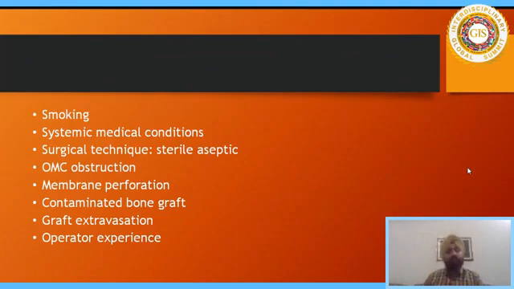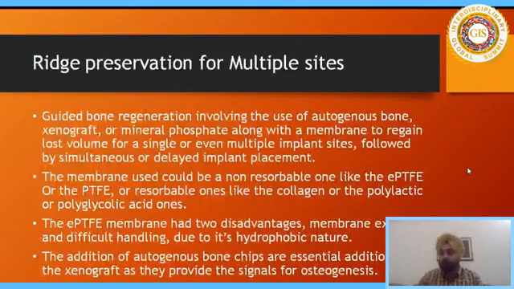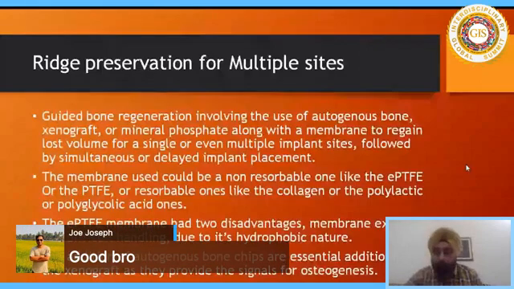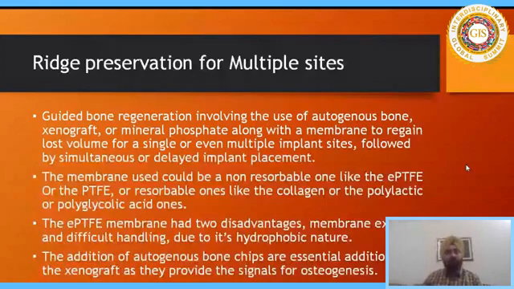Now, ridge preservation for multiple sites. Guided bone regeneration involves the use of autogenous bone and xenograft or calcium phosphate along with a membrane to regain lost volume for a single or even multiple implant sites, followed by simultaneous or delayed implant placement.